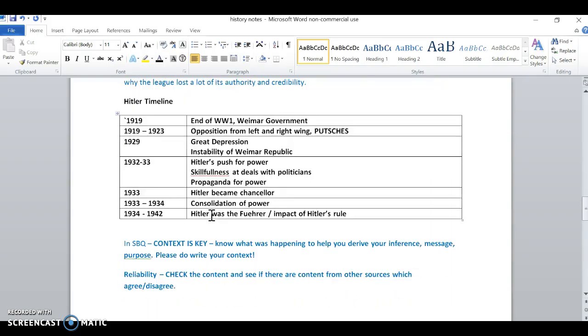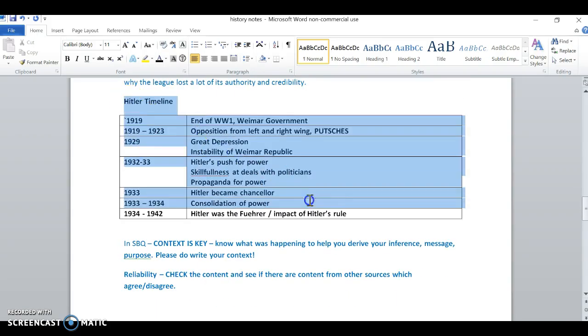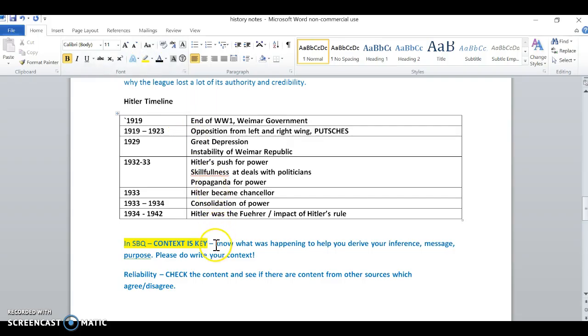Okay, so very quickly for SBQ, what you need to know, very important, is context. Context is key. In history SBQ, context is key, so you must write down what were the motivations for the author in making the speech. You have to look at the provenance, which is the date that the source was made. Based on this timeline, you must know what exactly was happening.